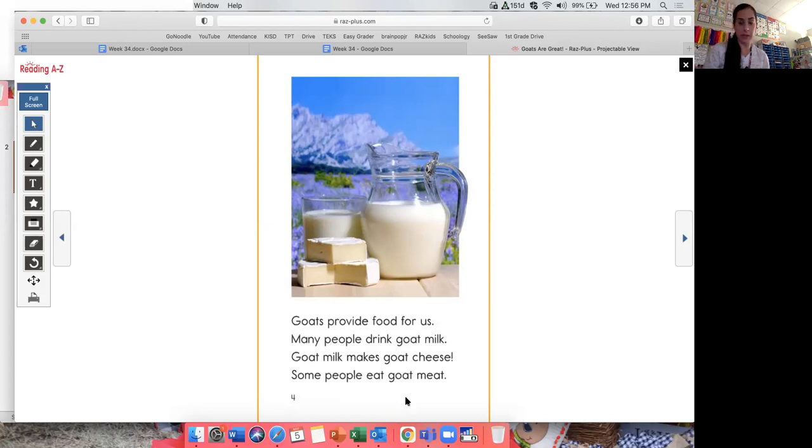So far the most important things about goats is that they give us food and goat milk makes goat cheese, which could be beneficial to other animals or humans as well. And something interesting is that they play with us and some people can eat goat meat or drink goat milk. Okay, so I'm going to go to one more slide and we're going to decide what's important and what's interesting, okay?